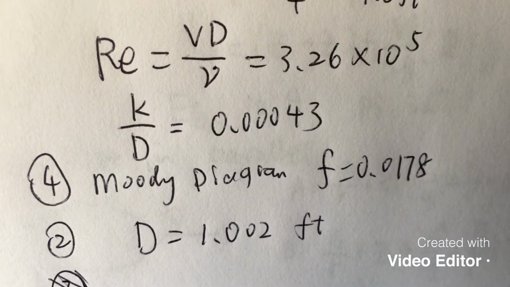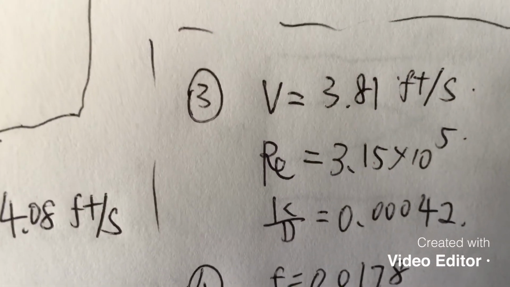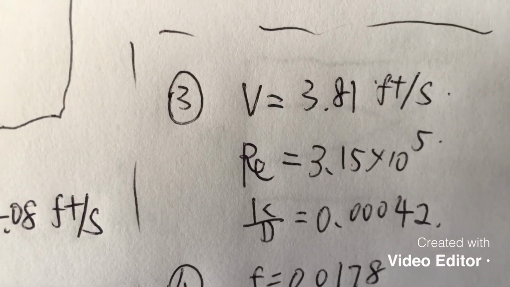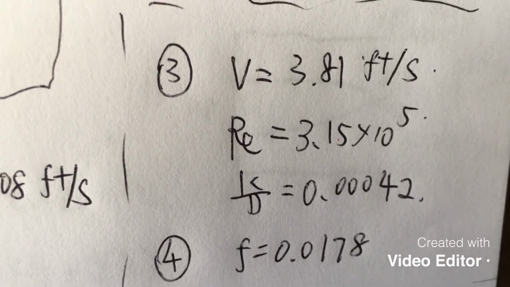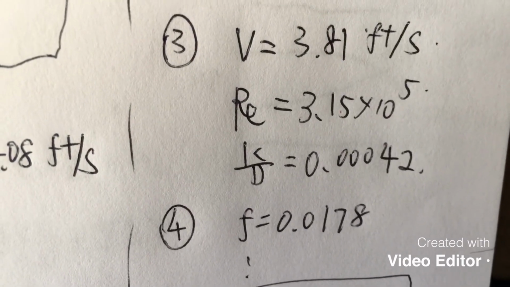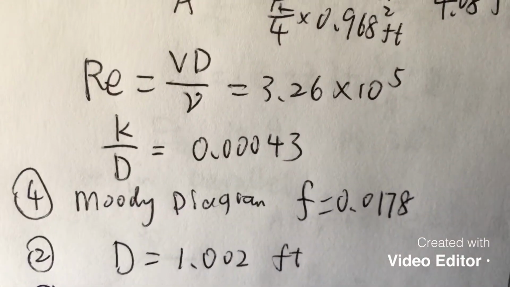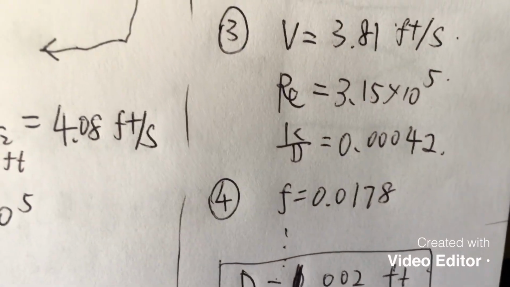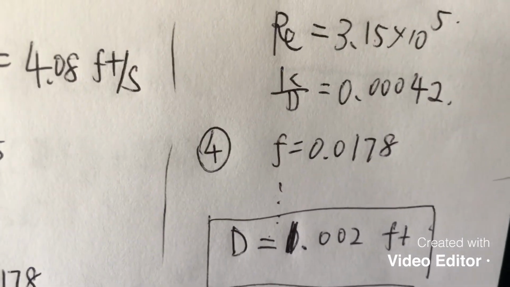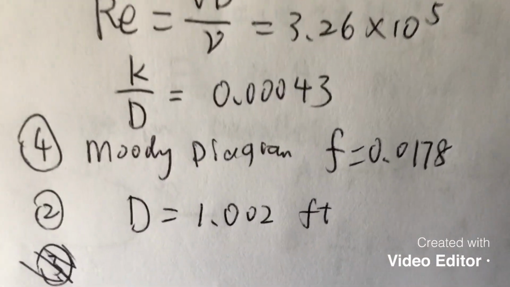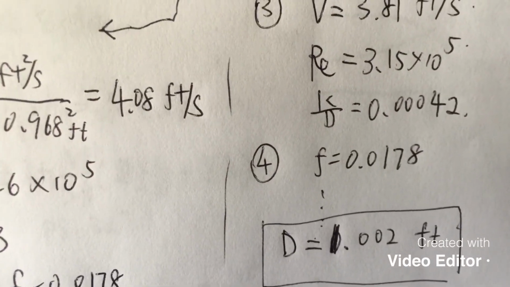With this better F, you find your diameter 1.002 from the equation. Repeat the process: velocity based on this diameter is 3.81, then the Reynolds number, then the relative roughness. Now you have a new F equal to 0.0178. Oh, that's exactly the same F, so you don't need to continue the iteration. You can stop here. The solution converged. The diameter is 1.002 feet, which you already calculated here, so it won't change. So that's your designed diameter.